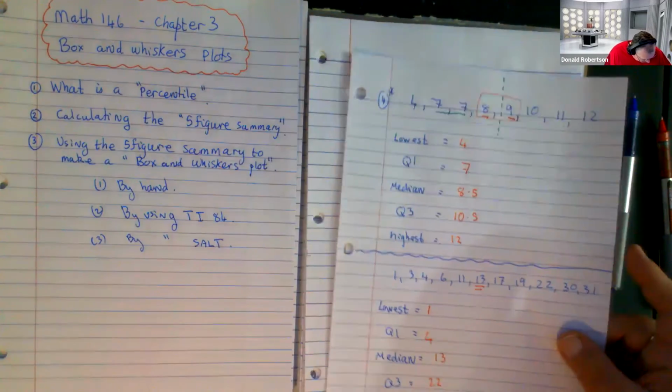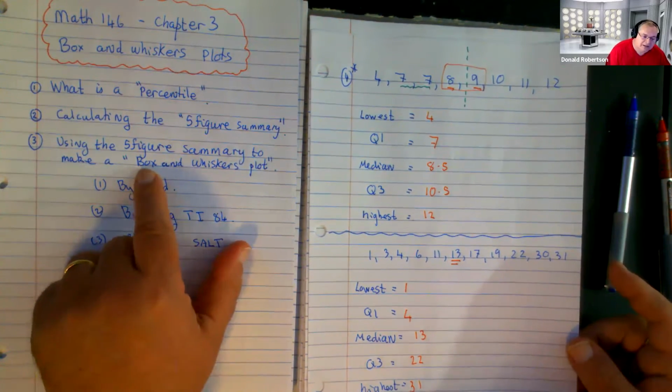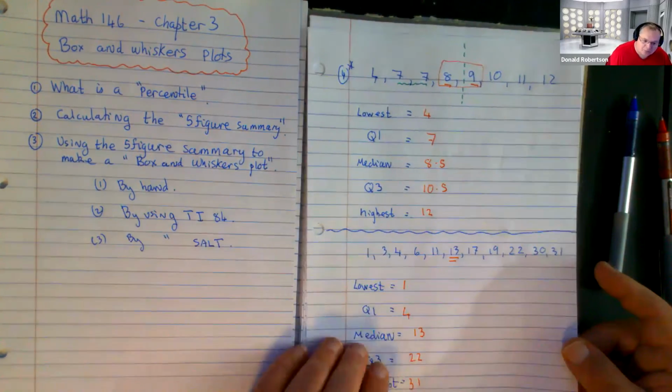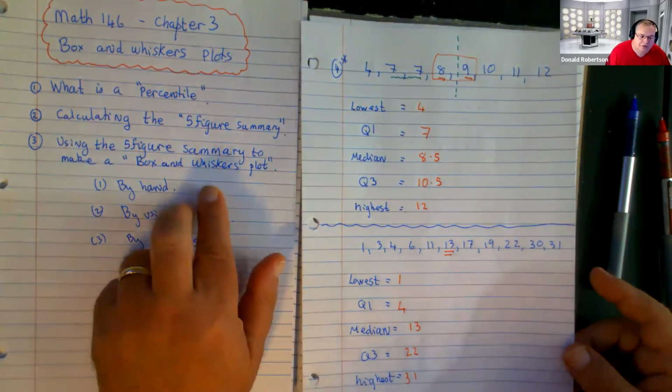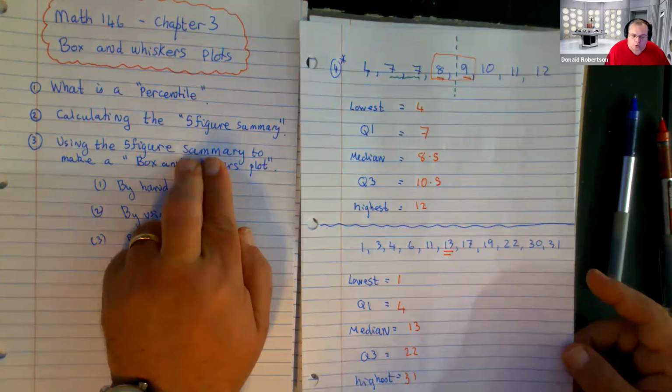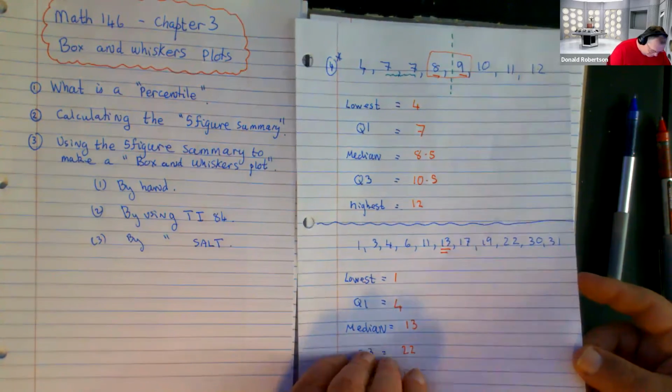So we are now going to take these 5 figure summaries, and they are going to be used to create a special diagram called a box and whiskers plot. I actually like this name, box and whiskers plot, because in a lot of textbooks and videos, if you look online, they're just called box plots. I think box and whiskers is a nicer name.